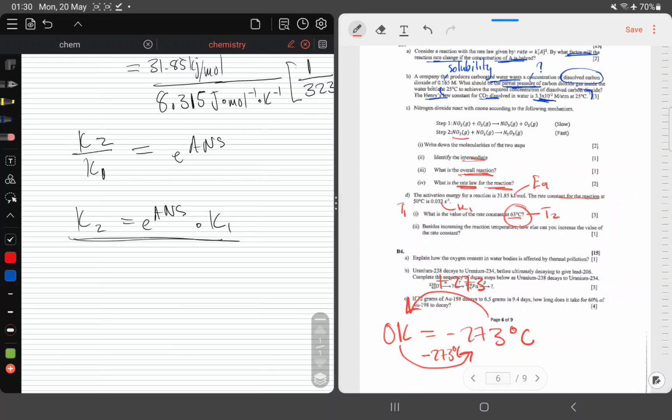And then now let's see if they ask, what is D part 2 saying? D part 2 says, besides increasing the reaction temperature, how else can you increase the rate constant? By adding a catalyst. Adding a catalyst is another way. Okay, adding a catalyst. So that's it.